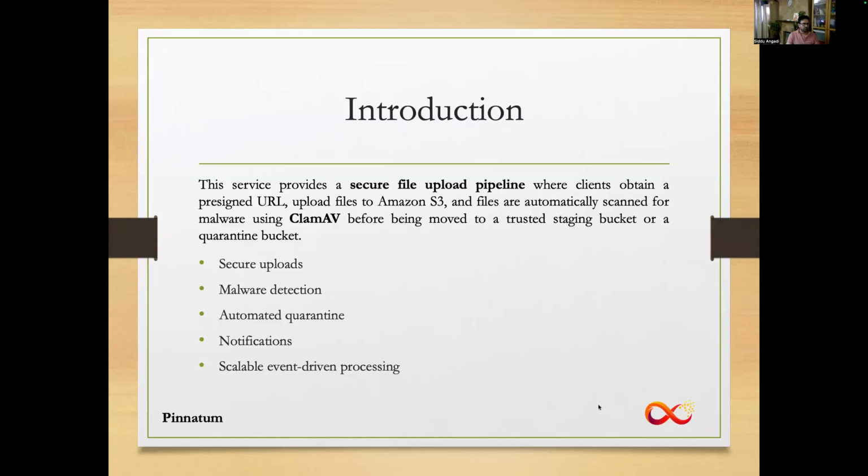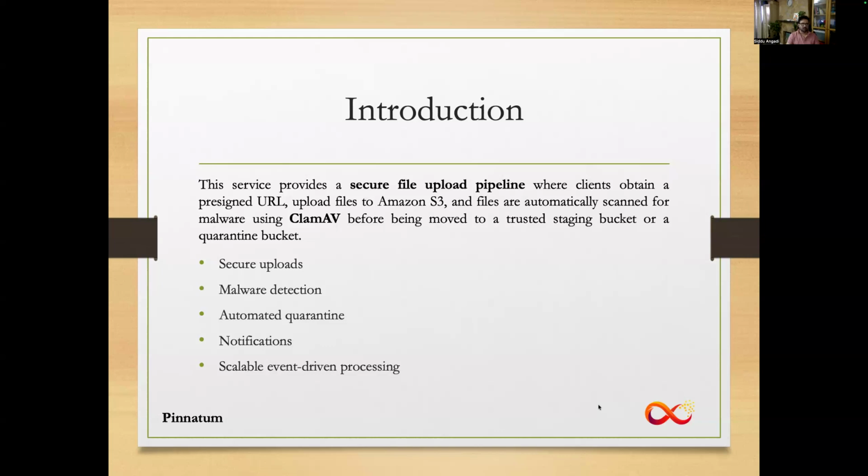The functionality it provides is a secure upload, which is API driven. We provide the API to the customers to upload the files. We have malware detection, using the open source ClamAV engine to scan the file, and it automatically quarantines the file if it's infected and sends a notification. I haven't added the notification into this demo, but we have it in the real use case. There's also scalable event-driven processing: as soon as the file arrives, the Lambda gets triggered, and I also have SQS to maintain the queue, so as not to lose the file.